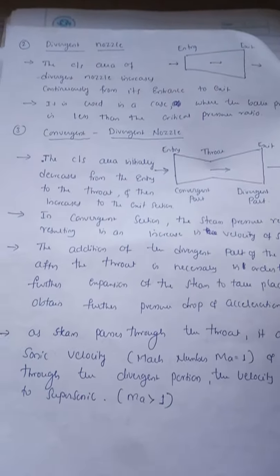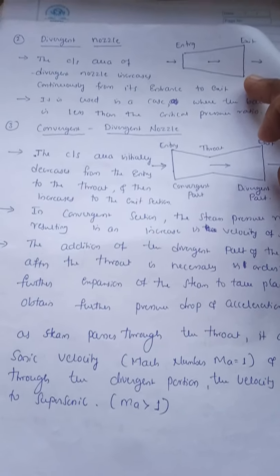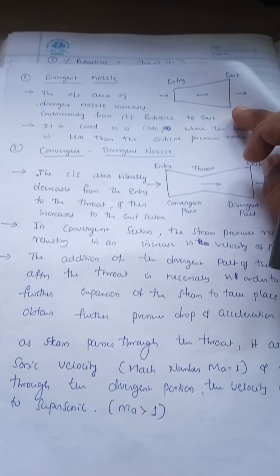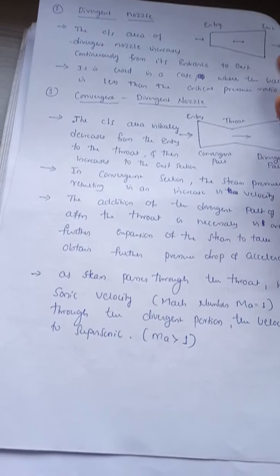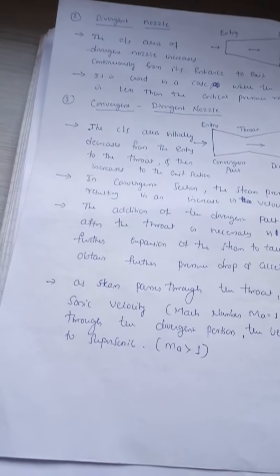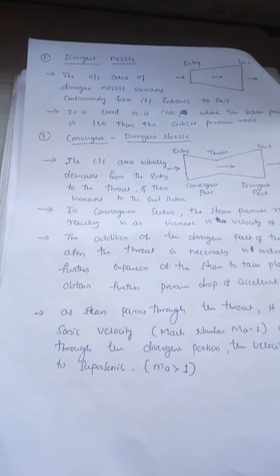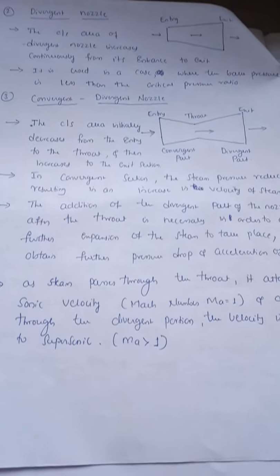This type is also called a draft tube. The draft tube is used in the Francis turbine. While supplying the steam, these are not used. They are used at the exit of the steam, meaning to drag the steam outside, we need to use these divergent nozzles.